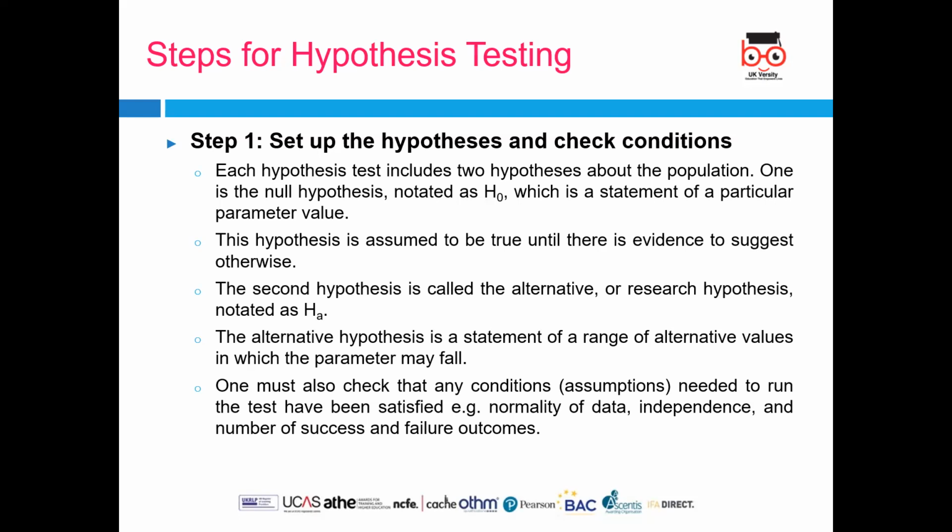The second hypothesis is called the alternative or research hypothesis, denoted as HA. The alternative hypothesis is a range of alternative values in which the parameter may fall. One must also check that any conditions needed to run the test have been satisfied, for example, normal distribution of the data, independence of the variables, and number of success and failure outcomes. So the key takeaway from this slide is that, first of all, you need to set up the hypothesis which guides your entire study, and check the conditions.